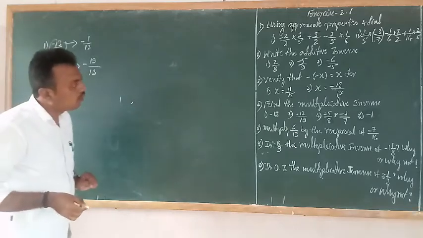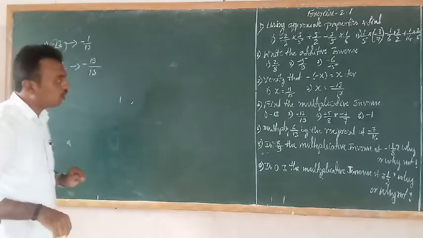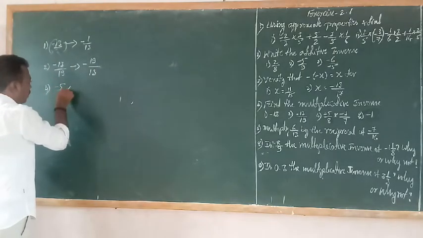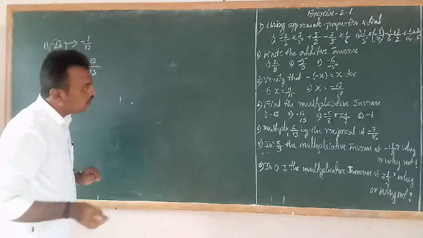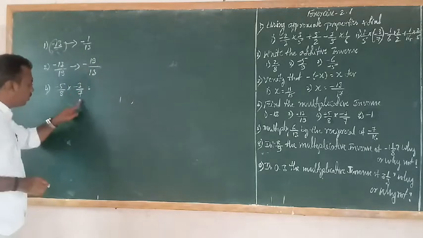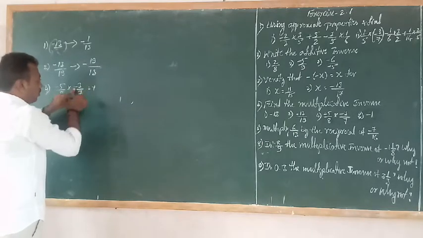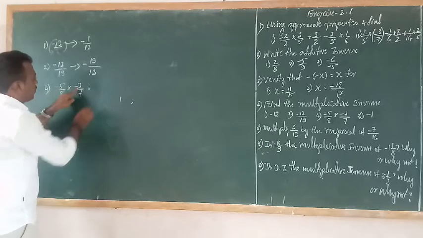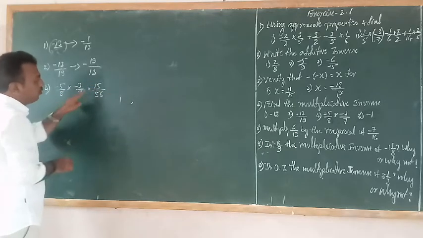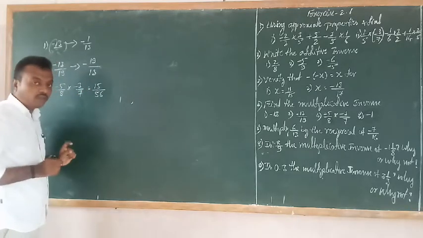Next, question number 3. Minus 5 by 8 into minus 3 by 7. Okay. First we have to simplify it. First one, minus into minus, what? Plus. Okay. 5 threes are 15. 8 sevens are 56. You need not put plus because it is understood. So plus 15 by 56.